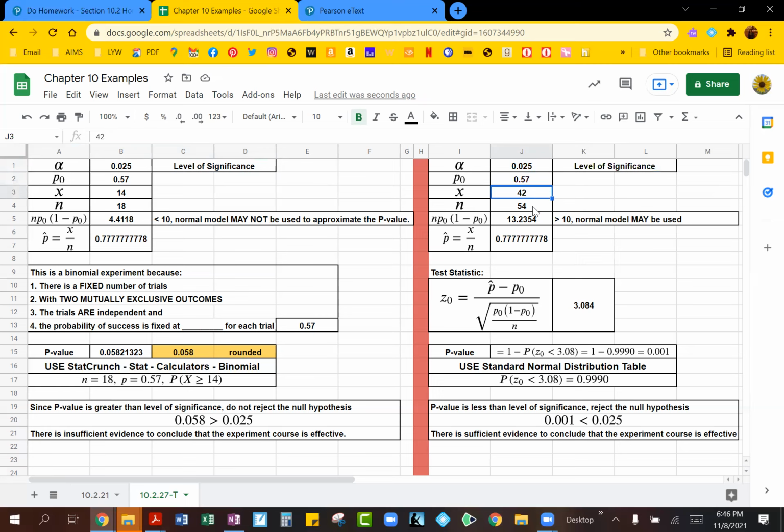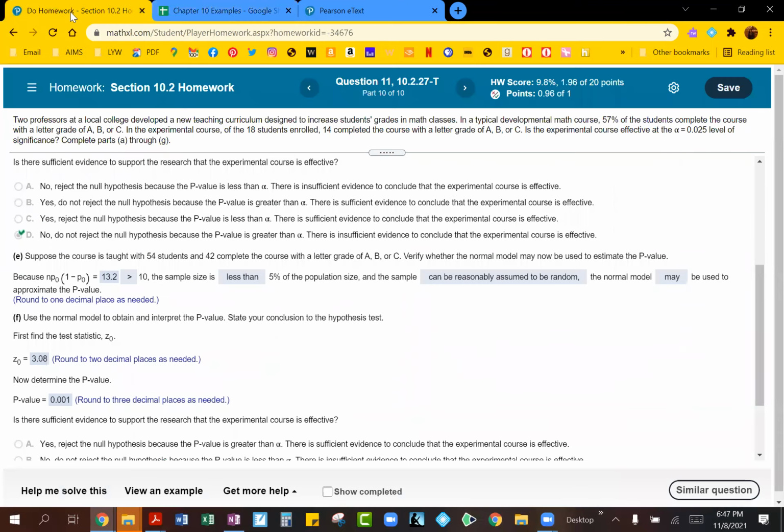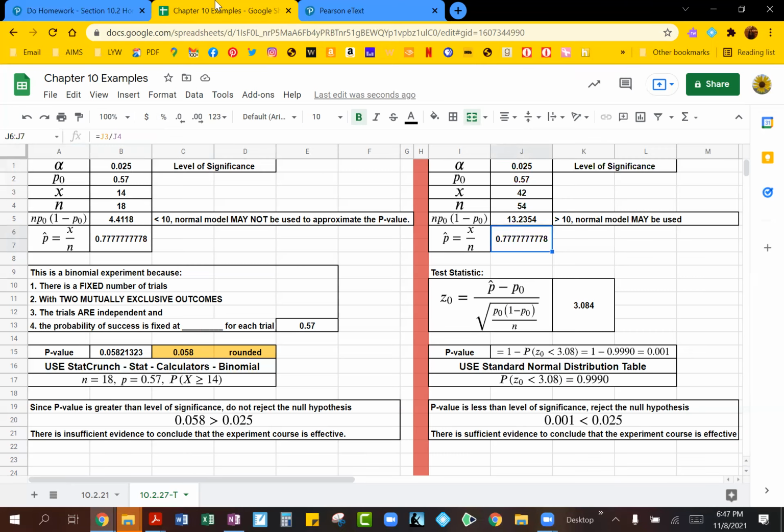Now we have 42 students out of 54 who are successfully completing the course with an A, B, or C grade. You will notice that when I divided 14 by 18, that probability came out to be 0.777. When I divided 42 by 54, I am still getting that same probability of 0.777. The only difference is now we have a much larger sample size. So our probability is the same, but our sample size is different.